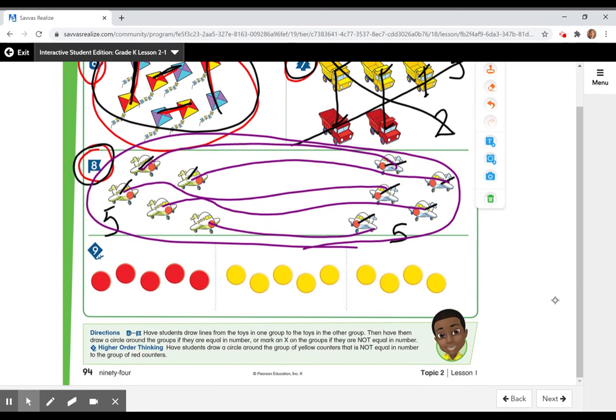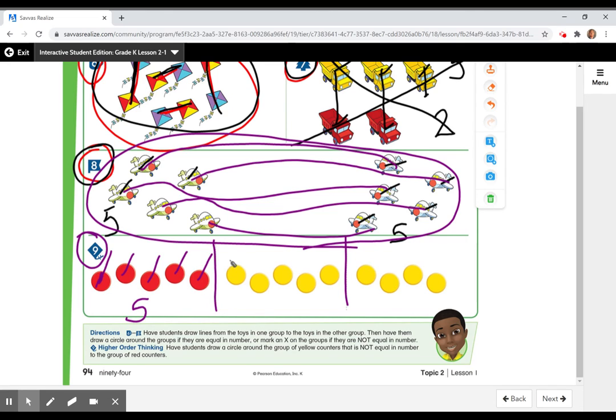Good. Now, number 9, the kite. How many red dots, or red counters, do we have here? If you said 5, you're right. 1, 2, 3, 4, 5. All right, so you need to figure out which one of these little boxes has a different amount of counters. You need to put an X through the counters that are different and then circle the counters that are the same or equal. So which one of these two groups of yellow counters is equal to 5?